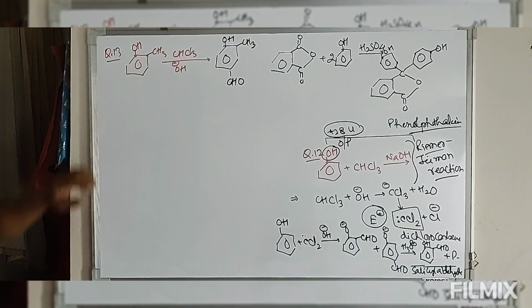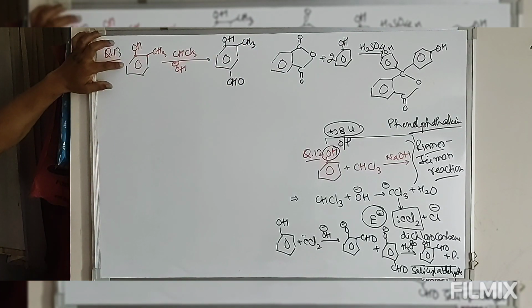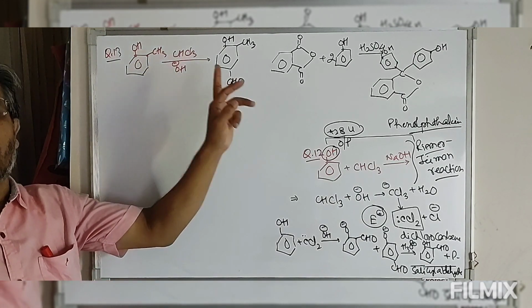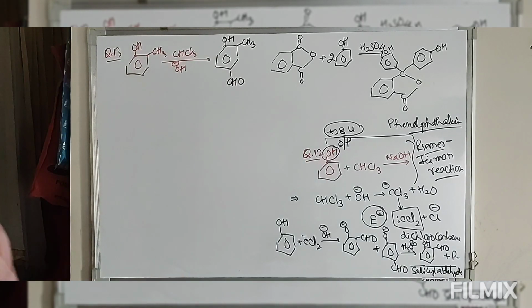Now you may ask, why not substitution at this ortho? Because if we have substitution at this particular position, there will be an enormous amount of steric hindrance. To avoid this steric hindrance, the major product will be substitution at the para position.